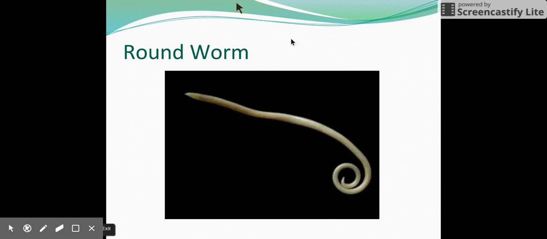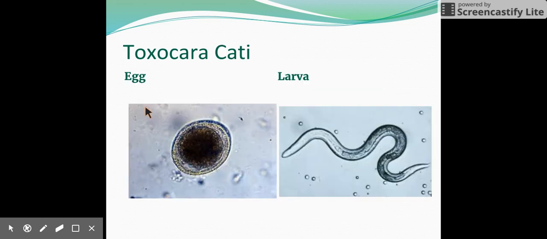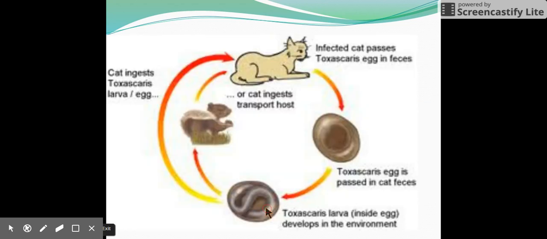Then we can talk about roundworms. Roundworms are the parasite I like to talk about with the stomach because although they don't usually infect the stomach, we often find them in the stomachs of cats. So that's why I bring them up now. The one we will be finding in the cat is called Toxocara cati. And the two stages that you see on this page are the egg and the larval stages, which are both microscopic, so we probably won't see those.